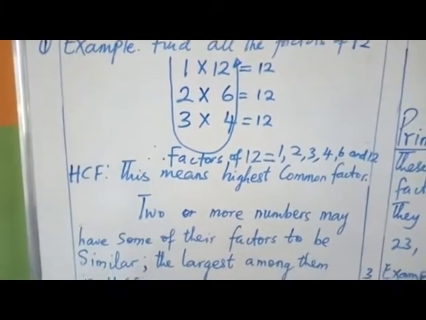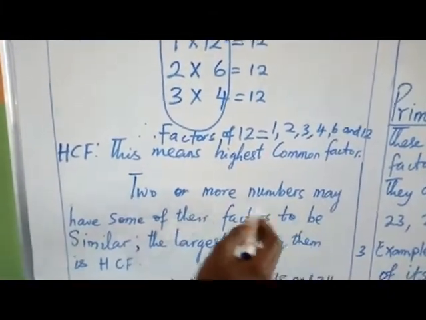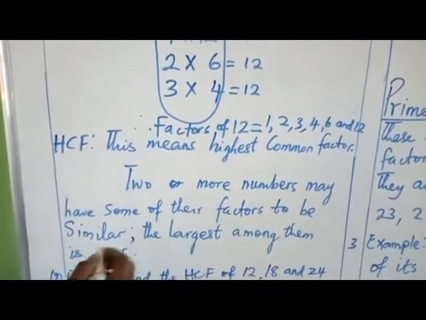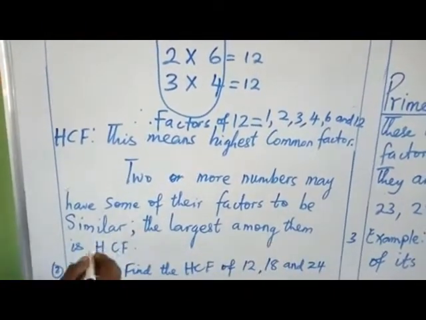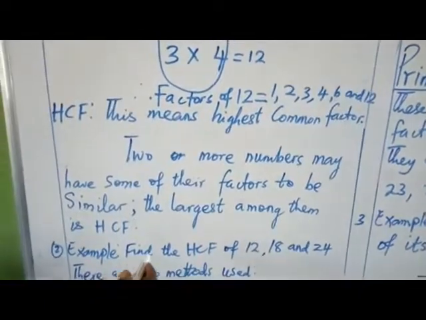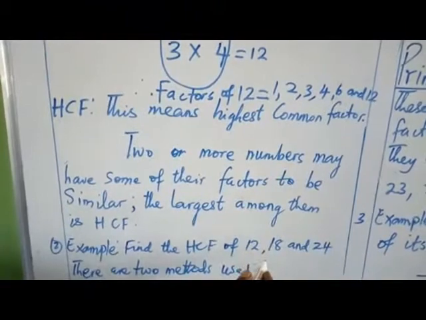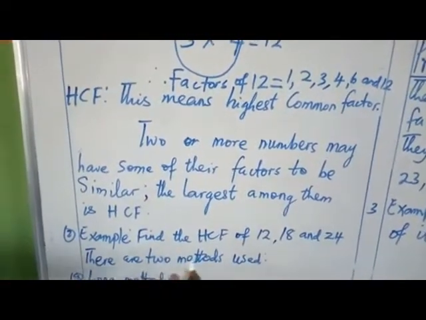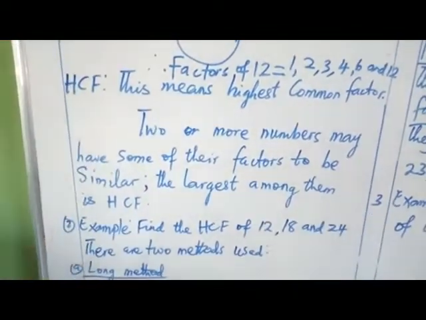How do we know the common factor? We say that 2 or more numbers may have some of their factors to be similar. Then the largest among them is called the HCF. We're going to see it in this example. The example says find the HCF of 12, 18, and 24. There are 2 methods to use, and we're going to use the long method first.